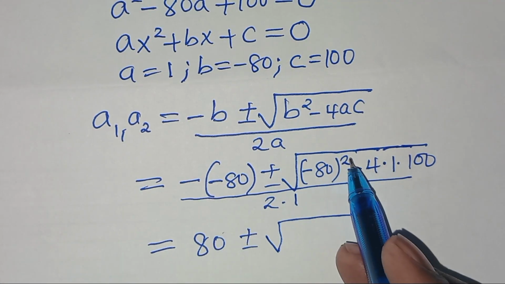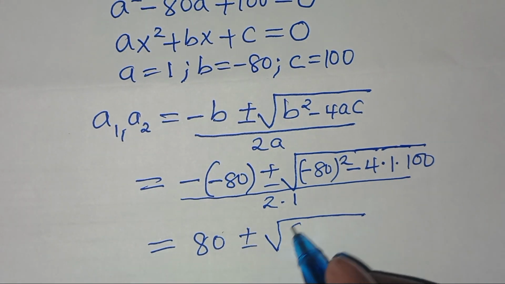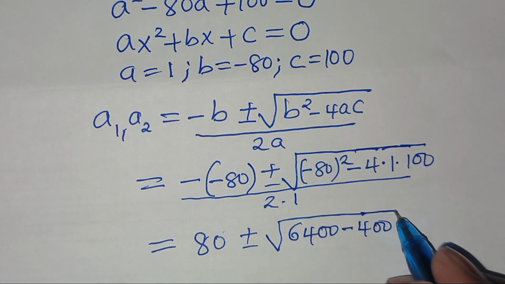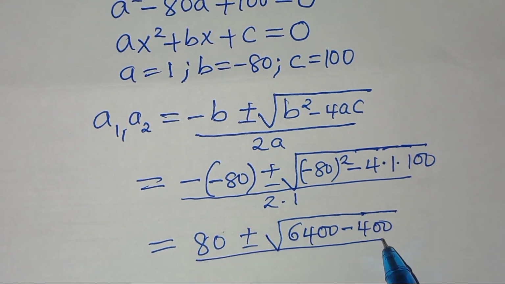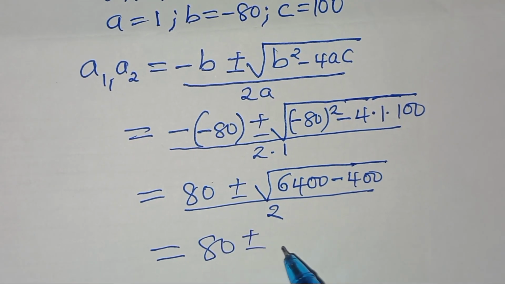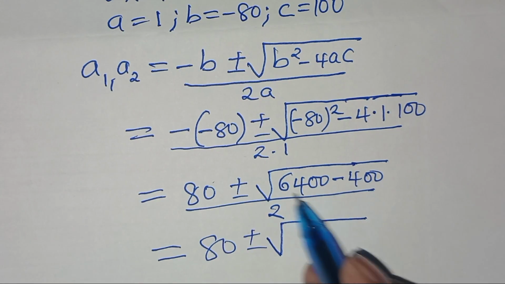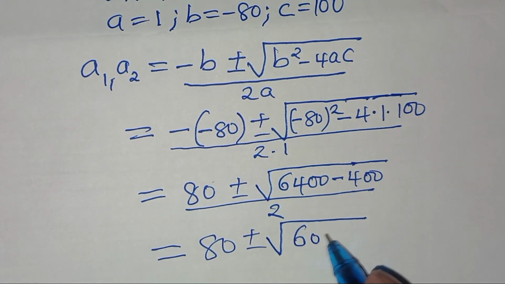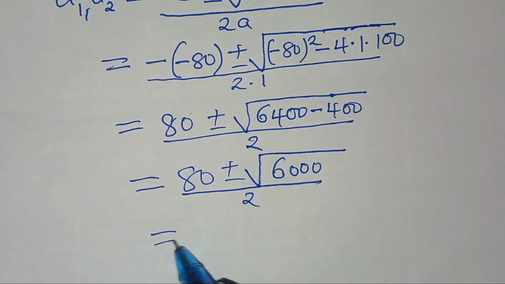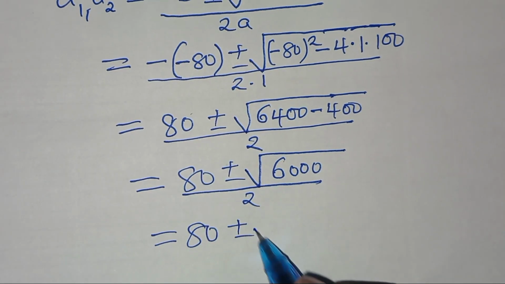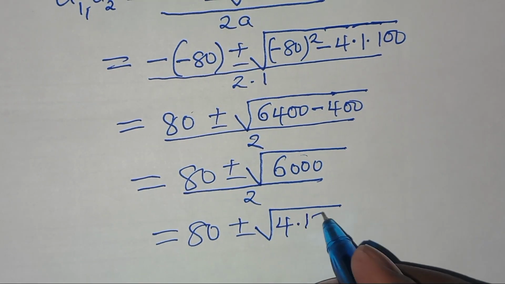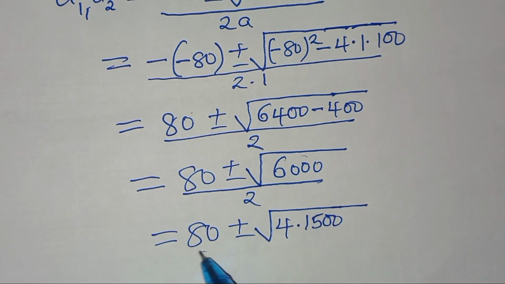So here, basically we have minus times minus 80, this is 80, plus or minus the square root of, now this is negative 80 squared, this is the same thing as 6400, subtract 400, all this divided by 2. So here we have 80 plus or minus the square root of 6400 minus 400, this is 6000 divided by 2. And then here we have 80 plus or minus, we can express this 6000 as basically 4 times 1500 divided by 2.